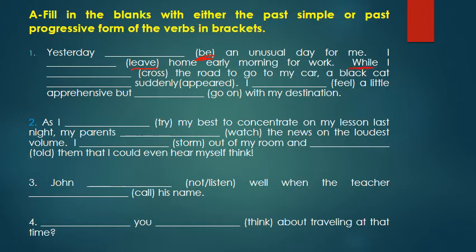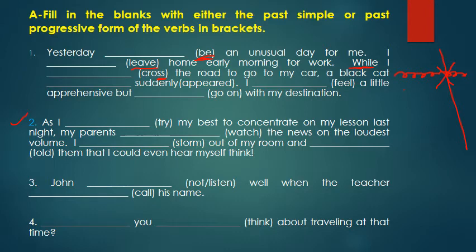While, we see while. This is an indicator of which tense? Past progressive. While I was crossing, add -ing, the road to go to my car, a black cat suddenly, of course, appeared. I already wrote the -ed here. Okay, so this is what kind of an action? I was crossing the road and a cat, this is the interrupting action. I need to write it in the past simple. Appeared. I felt a little apprehensive, meaning worried, but went on with my destination.